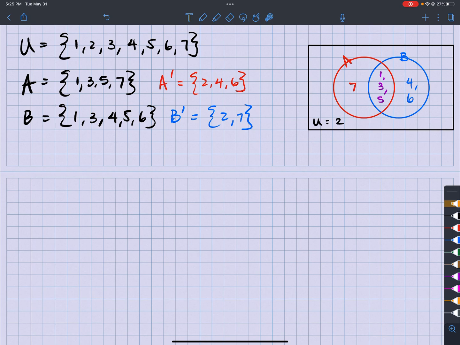All right. So let's say that I continue with this, using the same sets, and I ask you what is not A union with not B. So essentially, what are you doing? You are taking, let me do this first.